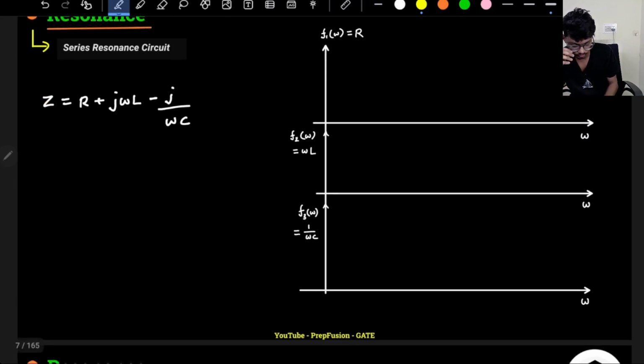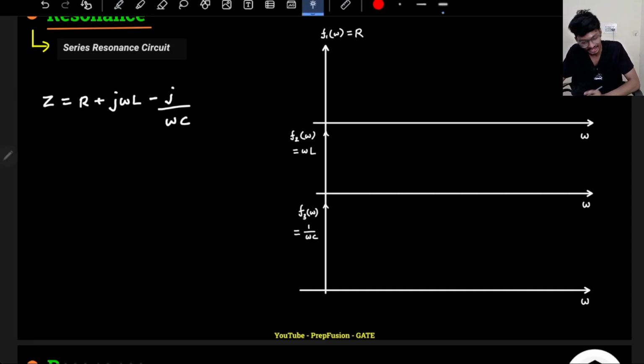So what is happening with the impedance and all those things? Now we will plot the graph of individual components, then ultimately I will discuss the impedance. Individually, if I vary my frequency omega, what will happen to R? R is just a constant number, resistance is independent of frequency. So it will basically be a straight line, a constant value, correct?